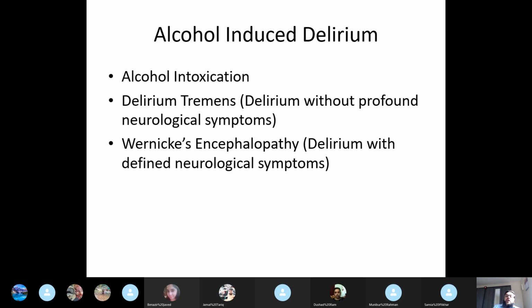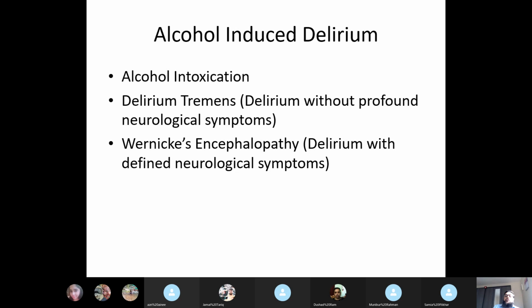Then there is alcohol withdrawal delirium. Alcohol withdrawal generally does not cause delirium. It causes restlessness and anxiety, that is the psychiatric symptom of alcohol withdrawal. But sometimes it can cause delirium, and that is delirium tremens.